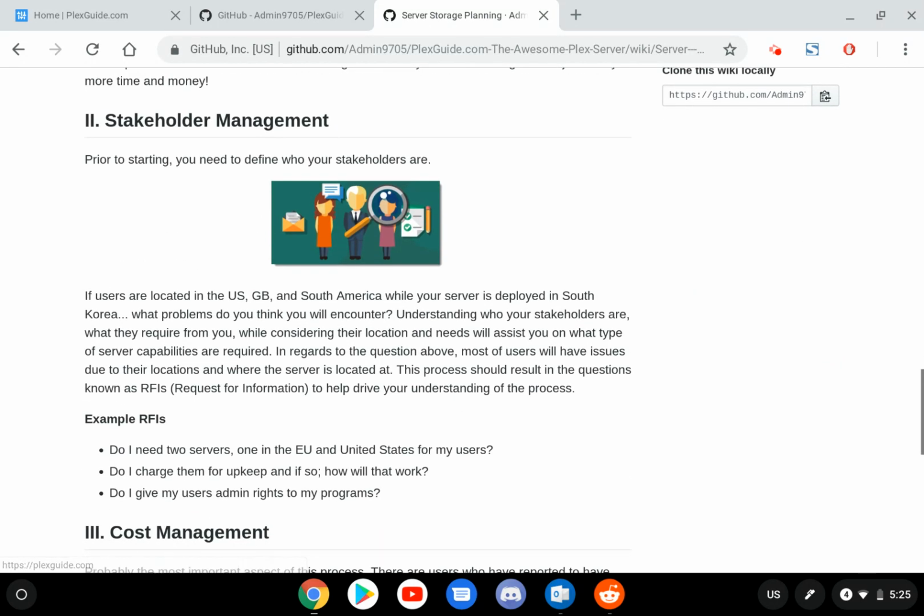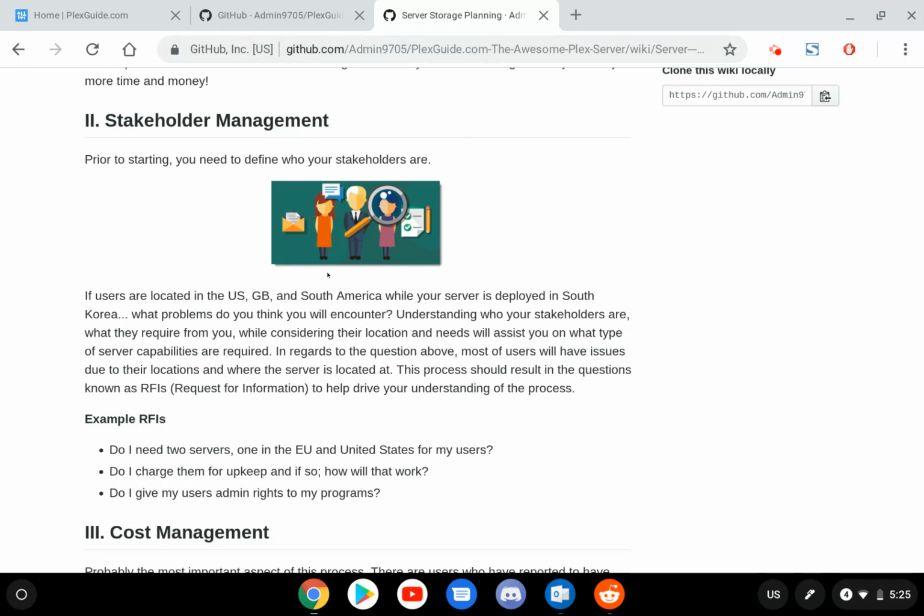So, stakeholder management. This sounds like common sense, right? I know what a stakeholder is. It's people who really care, right? The problem is when it comes to this, a lot of people really don't care. You're the guy with the server and the resources, and you're helping people out. So you need to define who your stakeholders are.